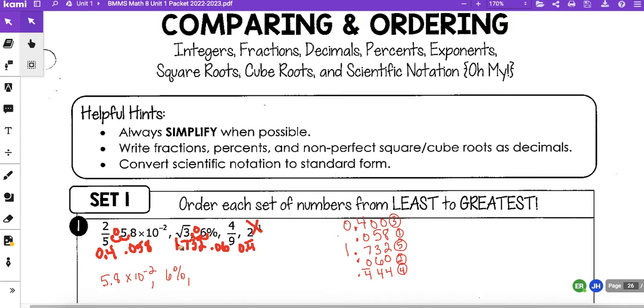And then the next one was the very first one we had here, 2/5. And then came this one, which was originally 4/9. And then finally, this one, 1 and 732 thousandths, which was originally the square root of 3. So this is my final order from least to greatest. So just remember, when you're writing your final answer, you write the original value, not what we converted it to.